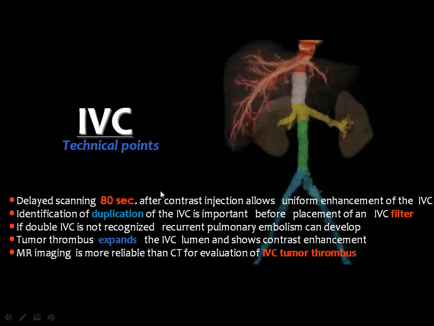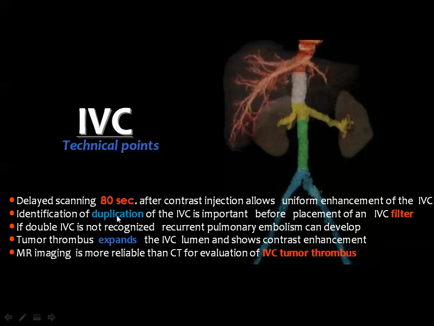In the CT scan, we inject the contrast material and we image the region of the IVC in the venous phase, and we can delineate the inferior vena cava as well as the renal vein, and we can go up to the right atrium. It is important to identify if this IVC is absent or if it is duplicated.